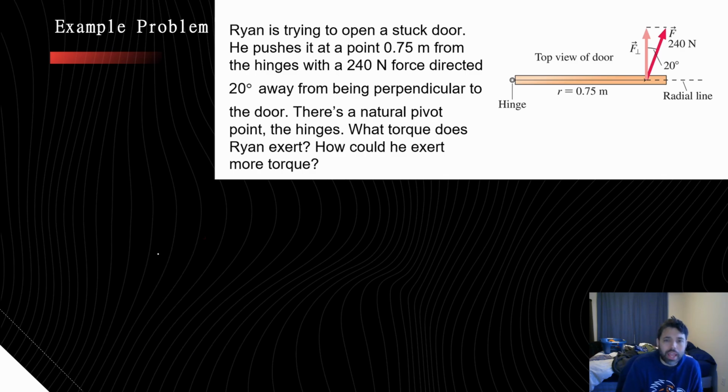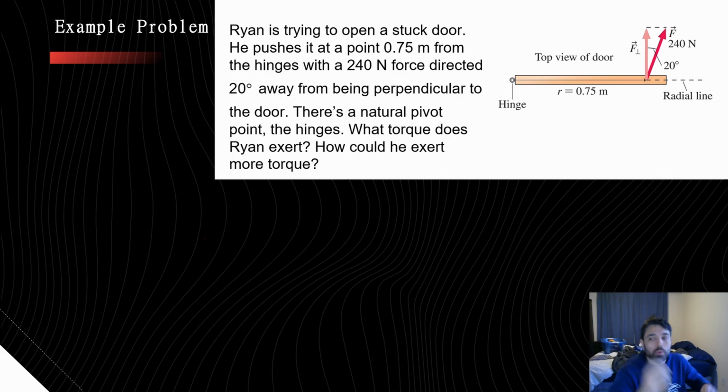What do we got? We got Ryan. He's trying to push open a stuck door. He pushes on the door at a point 0.75 meters from the hinges with 240 newtons of force directed at a 20-degree angle away from being perpendicular to the door. And see the picture for reference. There's a natural pivot point, the hinges. What torque does Ryan exert? And how could he exert more torque?